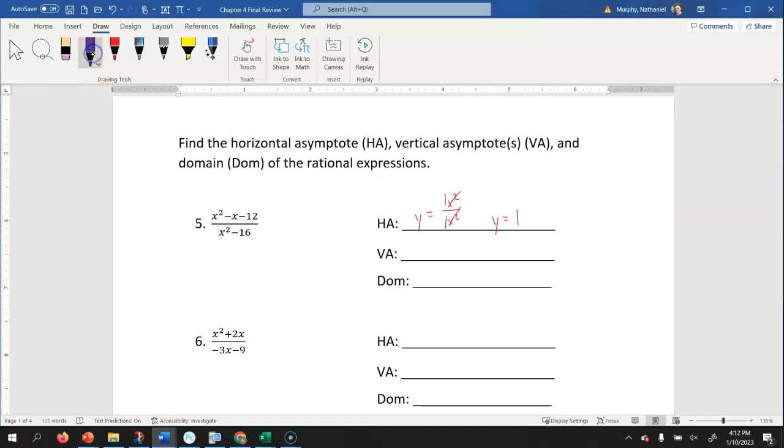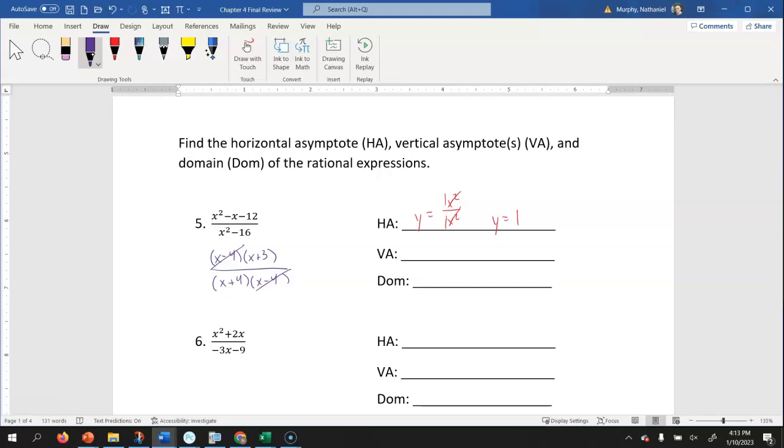And then our vertical asymptote. To find our vertical asymptote, we need to get this into factored form. So in the numerator, we'd look for two numbers that multiply together to be negative 12 and add together to be negative 1, and that would be negative 4 and a positive 3. And the denominator, that's a difference of squares, and so that would factor down to be x plus 4, x minus 4. And if you notice, between the top and bottom, the x minus 4's cancel out.